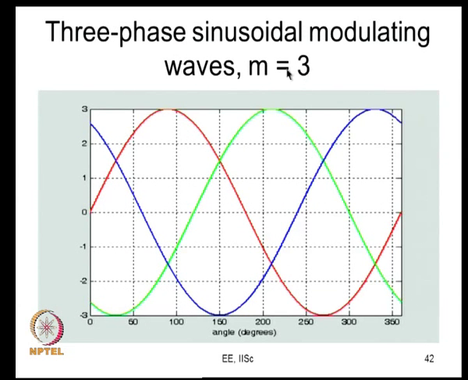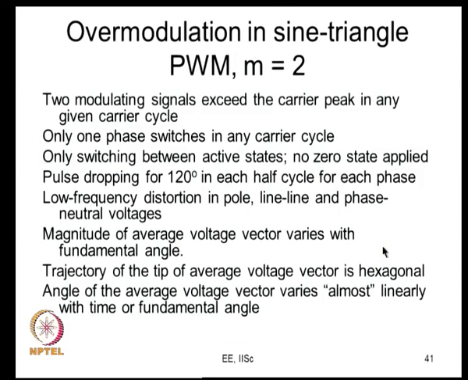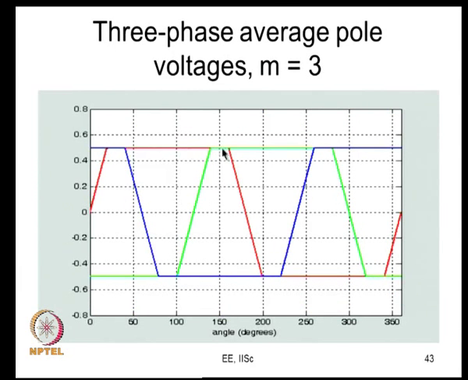So, if you look at m equal to 3, it has crossed the carrier peak here itself and goes well above that. So, it is a very short interval that it is within the carrier peak. Here again it is for a short interval. So, R phase will switch here, will switch here, R phase will not switch in between. Again it will switch here and it will switch here, it will not switch in this interval. So, your pole voltages would look like this.